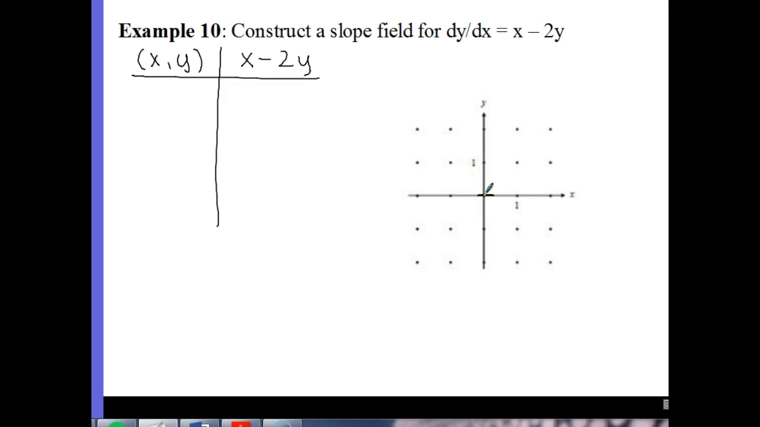Okay? How about 1, 1? 1 minus 2 is negative 1. So a line with a slope of negative 1 will be down slightly.